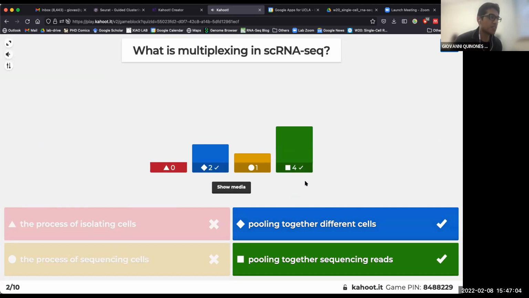I actually put 2 right answers. The idea refers to the process of pulling together the signal. It starts off by pulling together different cells, and what we end up with is a pool of all the reads coming together from these different cells. The multiplexing is just this idea of merging them together. Great, 4 people got it right.